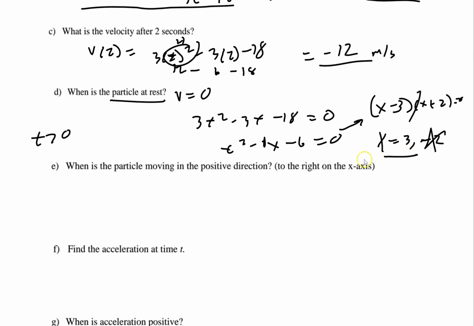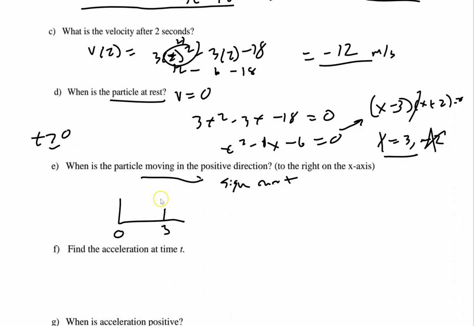When is the particle moving in the positive direction? It talked about movement, so it's a sign chart again. When I do a sign chart, as we talked about before, we have to start at 0. So we start at 0, go to 3, and that's all I need. We have our critical point, and we start at 0.